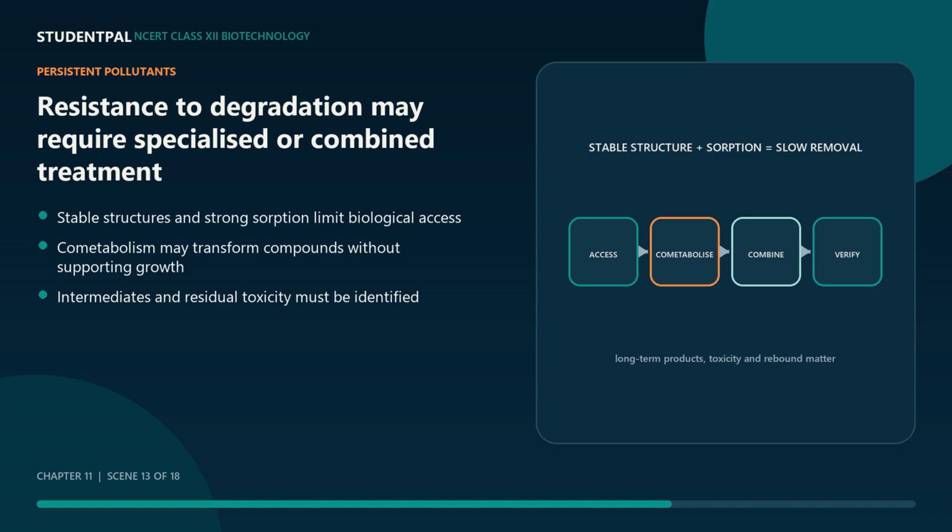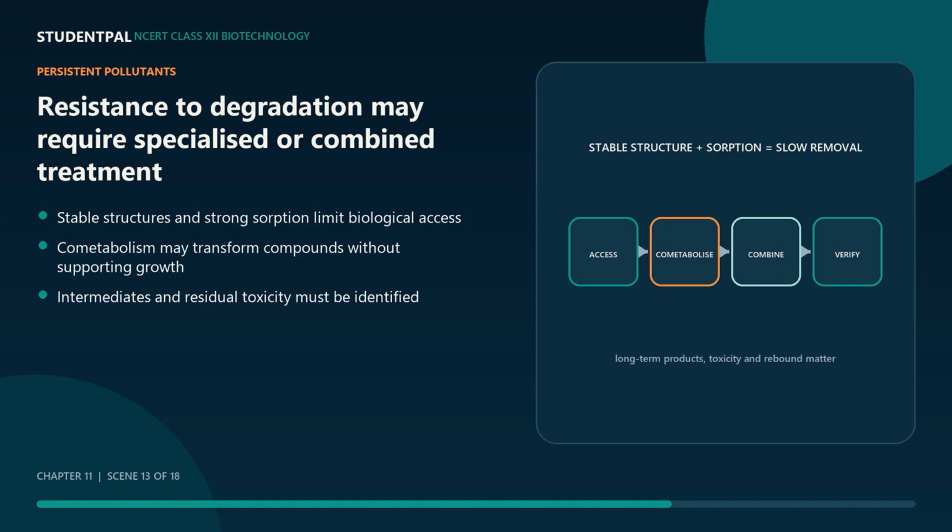Cometabolism can initiate transformation when an enzyme produced for another substrate also attacks the pollutant, but the contaminant itself may not support growth. Supplying the primary substrate must therefore be controlled to avoid excessive competing demand or unwanted byproducts. Combined treatment may increase accessibility before biological polishing.